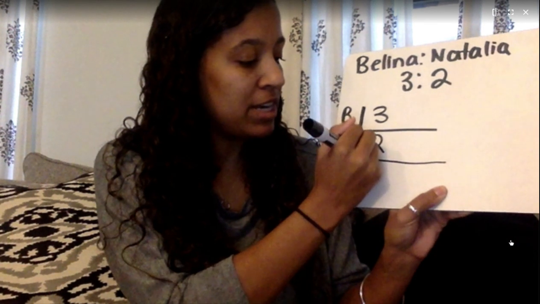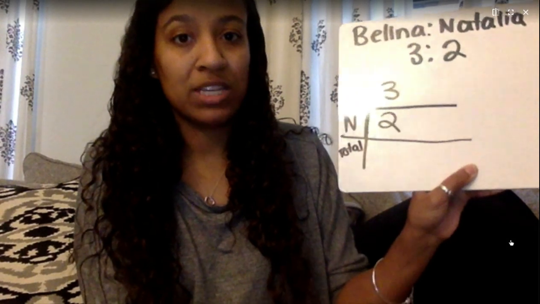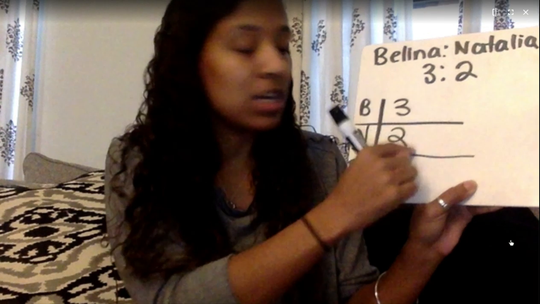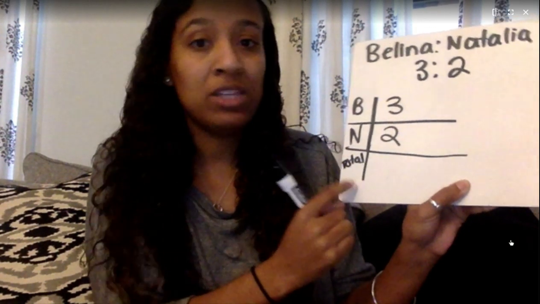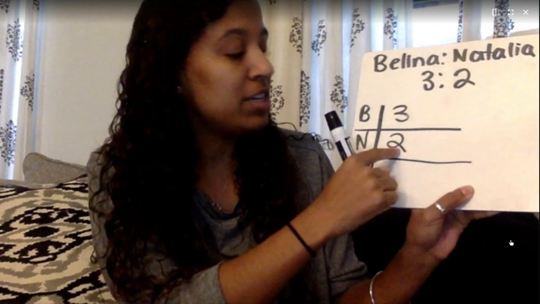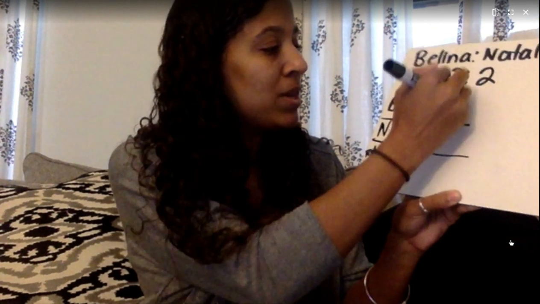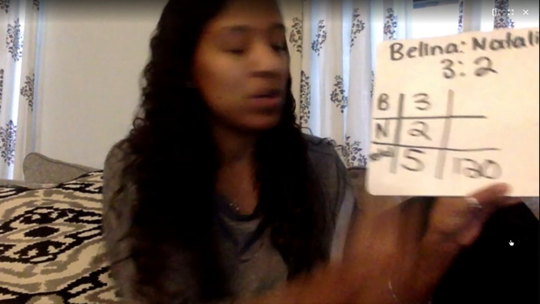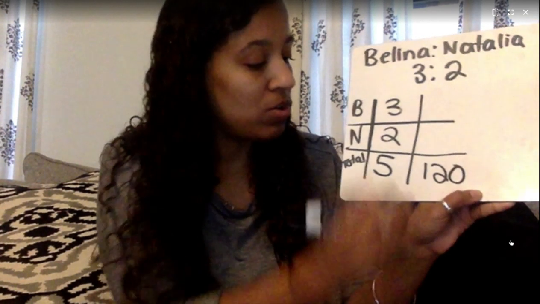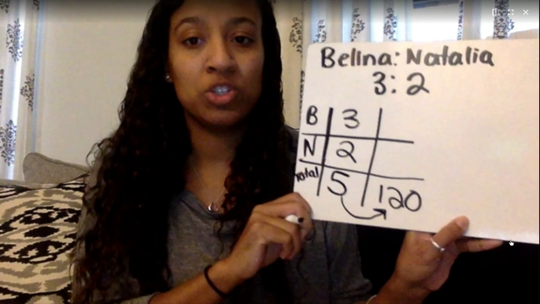So that tells me that I need another column for the total, what they made together. So a lot of times with ratio problems, you'll set up the two part to part, and you might need the whole. You might need the total also. So if Belina made 3 and Natalia 2, that's a total of 5. But we know that we want to get to 120 in total. And then we want to figure out how much each girl raised. So I need to figure out 5 times what gets me to 120.